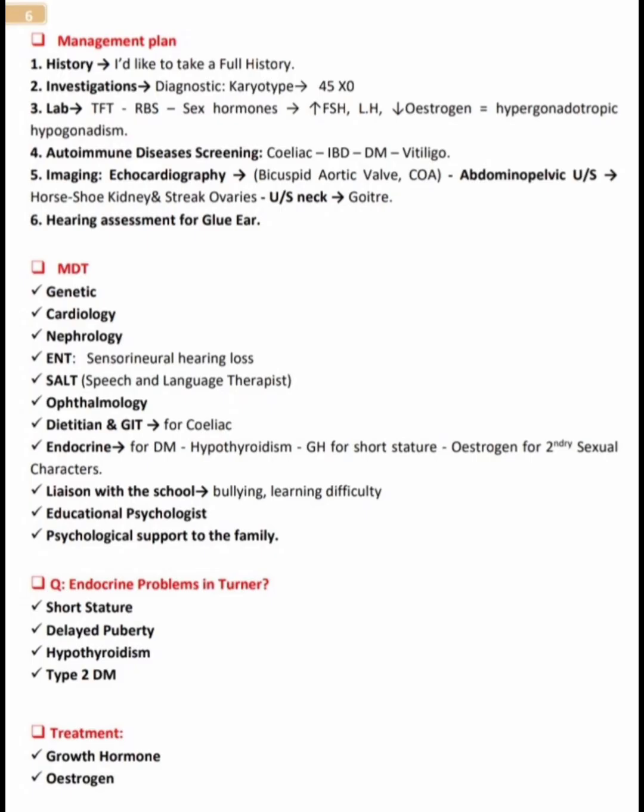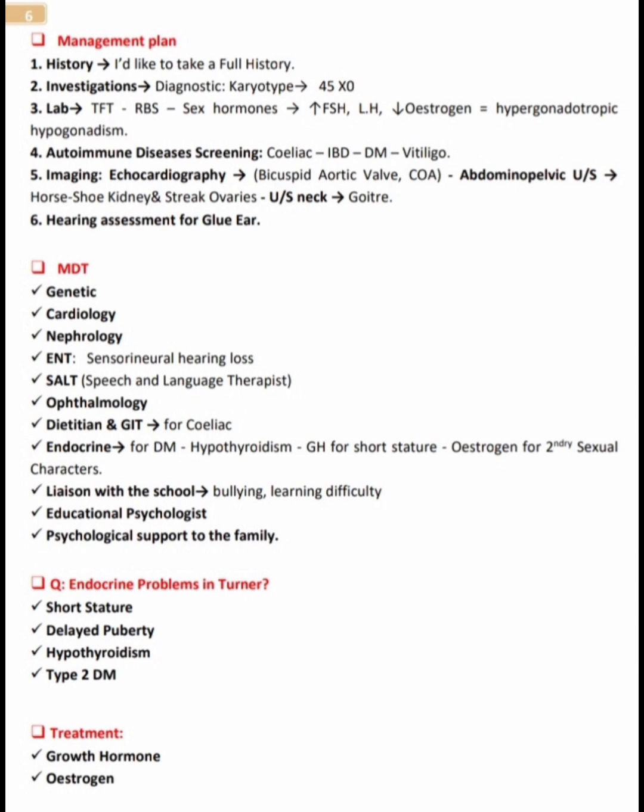Now about the management plan of Turner syndrome. First, history: I would like to take a full history. Then investigations: diagnostic karyotype 45X0. Lab: we do thyroid function test, random blood sugar, sex hormones. There is increased FSH, LH and decreased estrogen level, and we find hypergonadotropic hypogonadism. Number 4, autoimmune disease screening: celiac disease, inflammatory bowel disease, diabetes mellitus and vitiligo. And imaging: we do echocardiography for bicuspid aortic valve and coarctation of aorta. Abdominopelvic ultrasound, we can find horseshoe-shaped kidney and streak ovaries, and ultrasound of the neck for goiter. Number 6, hearing assessment for glue ear.